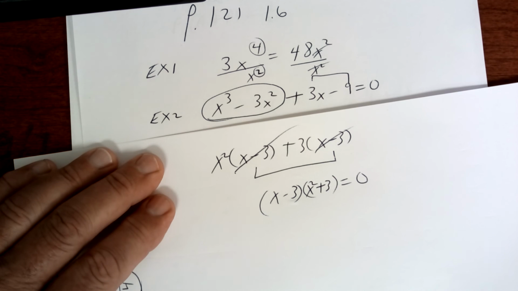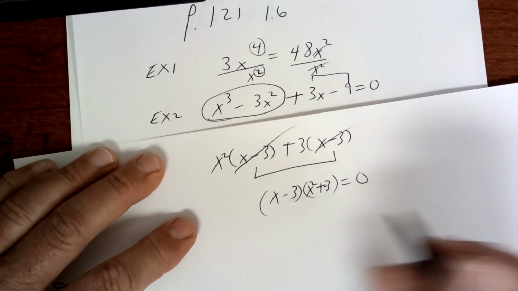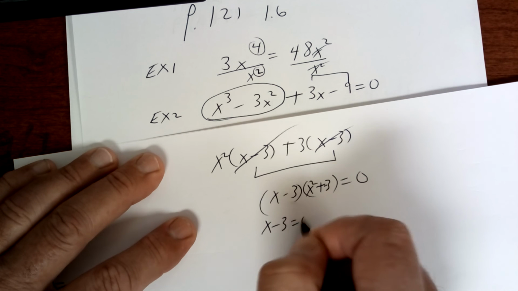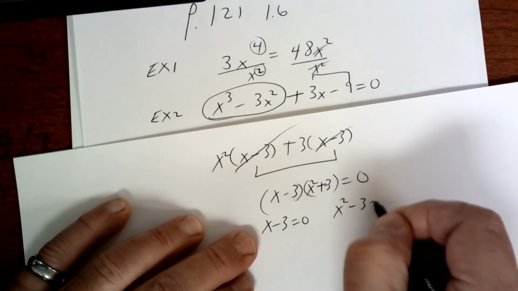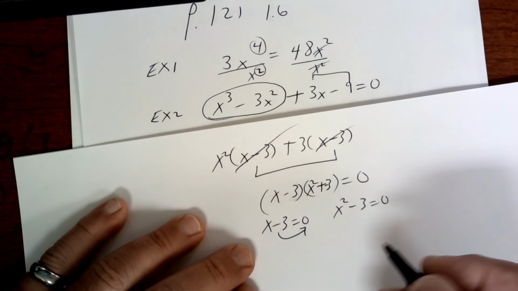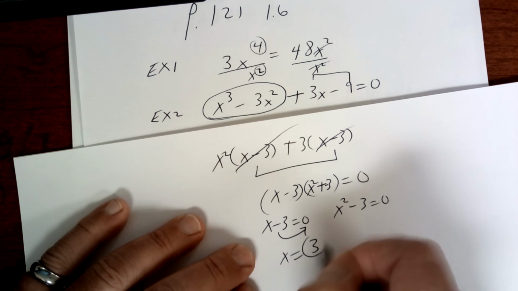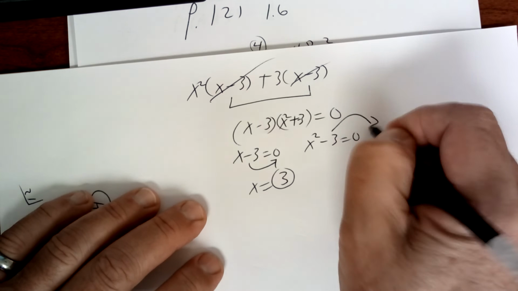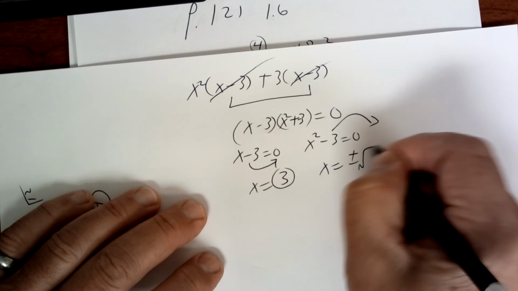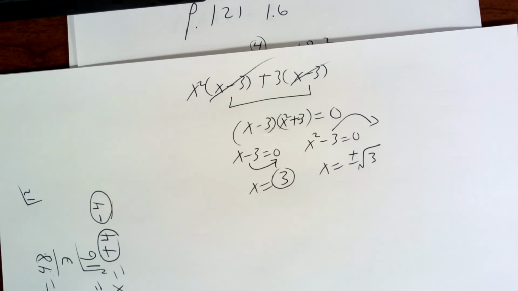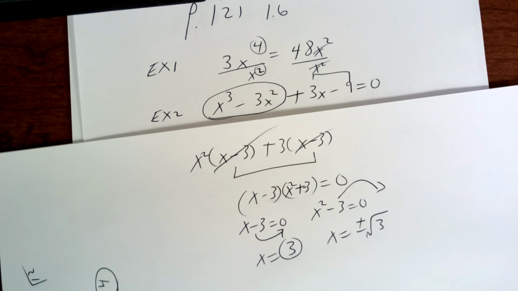Once you do that, you can set each factor equal to 0. So x minus 3 equals 0. And x squared plus 3 equals 0. This one, you're going to move that over and get x equals 3. That's one answer. This one right here, you're going to move the 3 over, and that's going to become a negative, so it's going to be plus or minus the square root of negative 3. And there we go. We have 3 answers here. See how it's cubed? There's 3 answers.